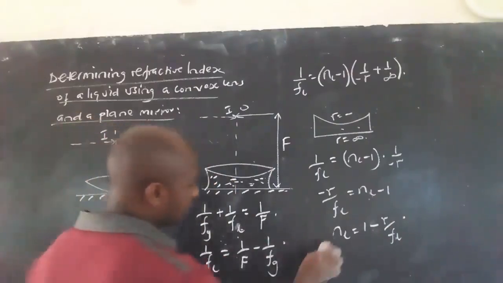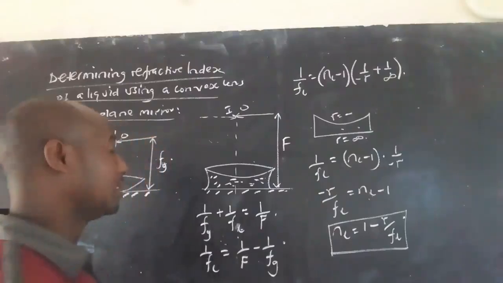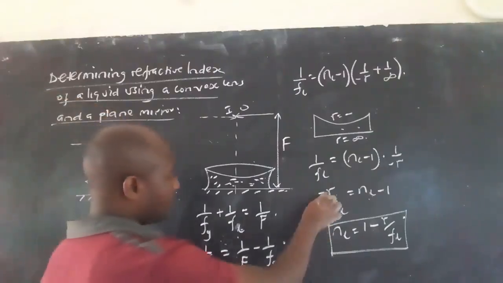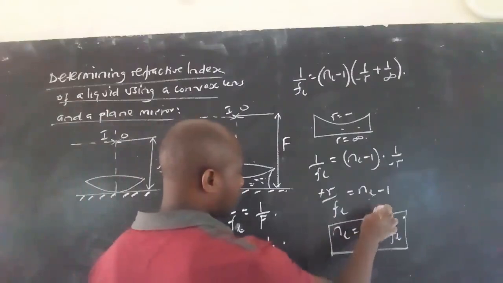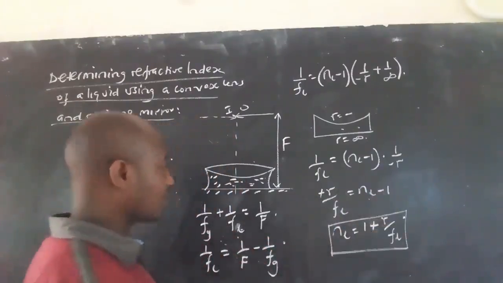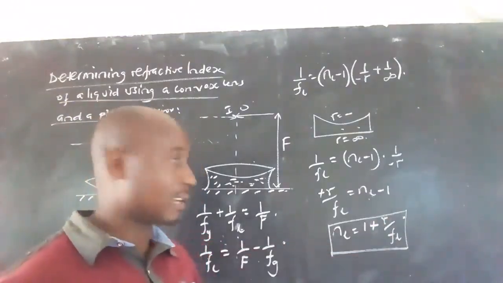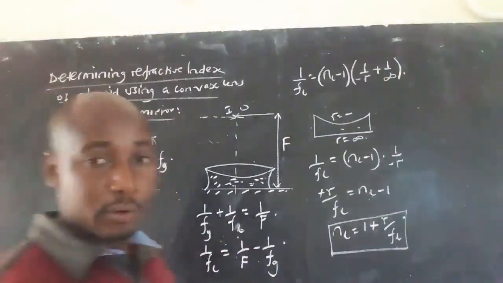So the refractive index of the liquid can be obtained from that. Or you can take a positive. If you take a positive, then it becomes plus. Let's take a positive because even the focal length of the liquid will also be negative. So the negative will disappear and you get a positive.